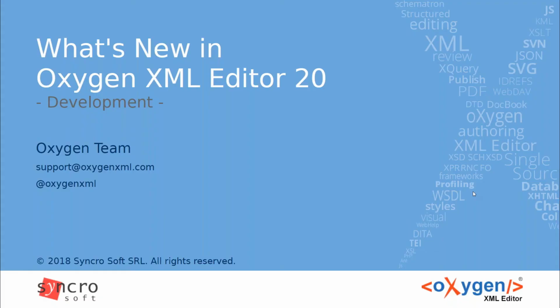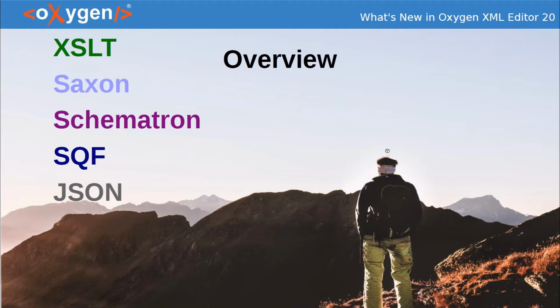So I will show you the new features that we added on the development part in Oxygen 20. I have here an overview of the presentation. So there are features related to the XSLT. There is a new Saxon version available. Also, the Schematron support was updated. A new version of Schematron Quick Fixes was added, and also some improvements on the JSON part.